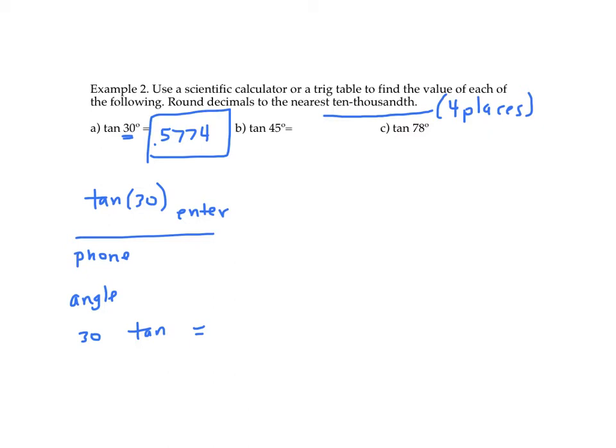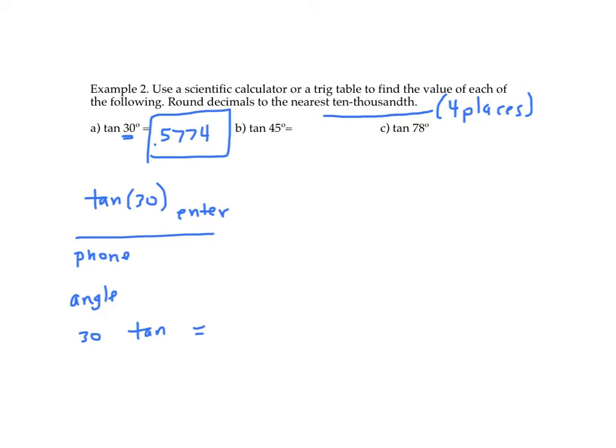If you got a number different than 0.5774 and you're using either your phone or the calculator, there's a chance that your phone or your calculator might be set to something other than degree mode. We measure angles in 3 different ways: degrees, radians, and gradients, but for our class we want to measure angles in degrees. So if you need help with switching that mode, please let me know or let your teacher know.